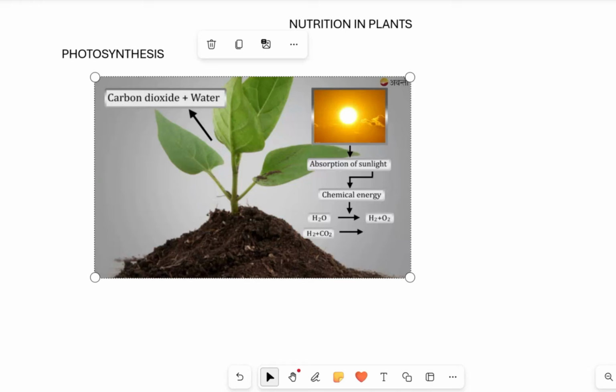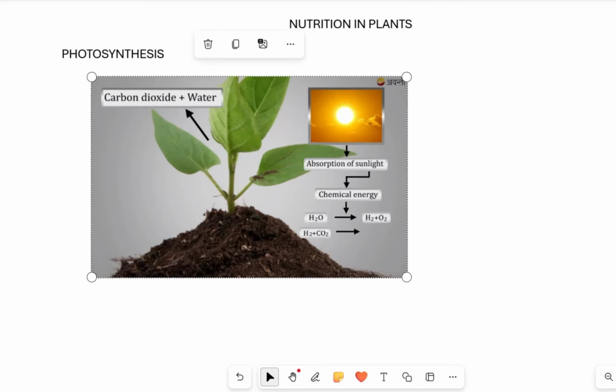This is what plants are looking forward to. Plants make their food by using photosynthesis. Now the question is, what are the things that are required for photosynthesis? The plants use carbon dioxide and water, and oxygen is released.